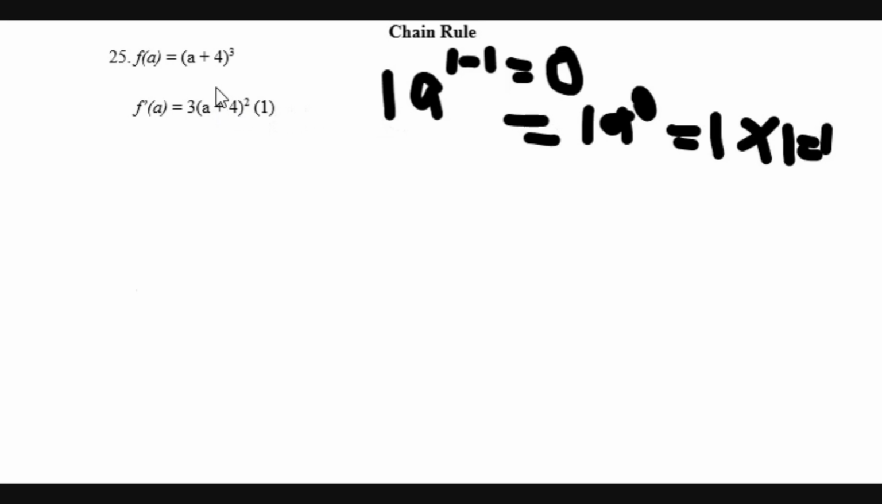And then for the plus 4, well, it's a constant, and like I said, whenever you have a constant, the derivative of that is going to be 0. And so this is a 0, though it's not written. And that's how you would use the chain rule. So let's look at one more example just to make things a bit clearer.